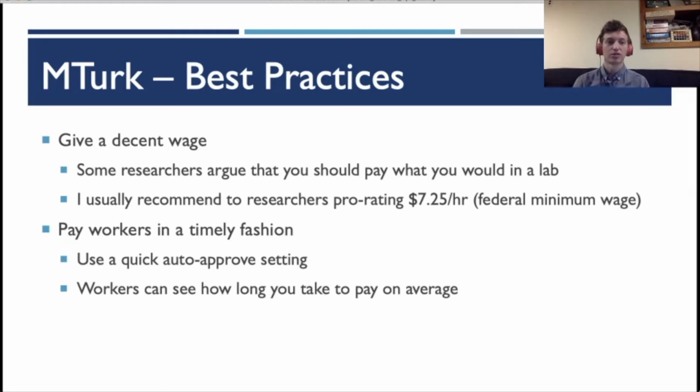They're skeptical that they're getting as high quality data as they would be getting in the lab, so they don't want to overpay them, but they don't want to be one of those people who is exploiting people on MTurk, so they don't want to underpay them. And so I usually recommend that researchers prorate the federal minimum wage, which is about $7.25 an hour, and go from there on how flexible you need to be, right?